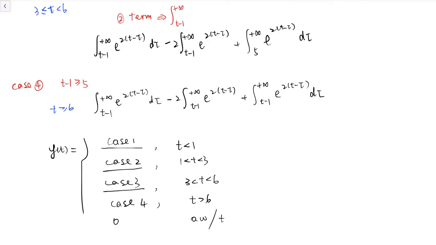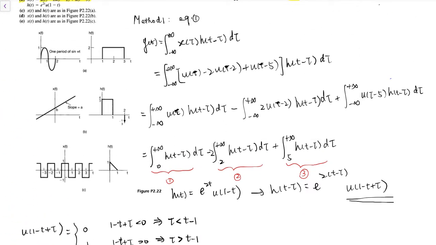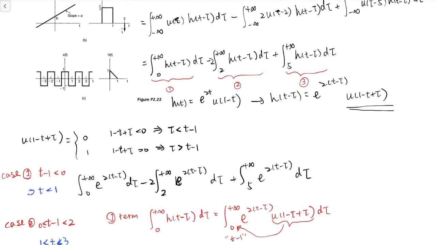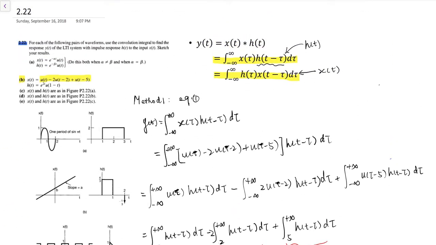Oh, in this case, there is no zero case, because we cover all the range. But for problems where you don't cover all the range, where you miss a part of it, you can just say otherwise it is all zero. So this is basically how we do it using the first method to solve this problem.